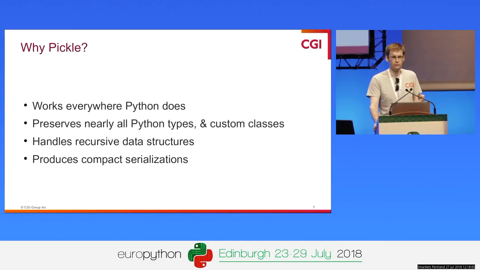It also handles recursion as a bonus. We're not specifically using that, but it's something nice to have. And the serializations are quite compact. Typically, a pickle of some nested dictionary will be less than half or maybe a quarter of the size of the equivalent JSON.